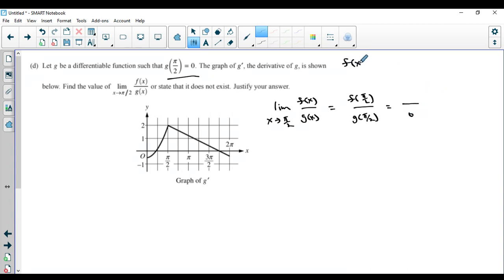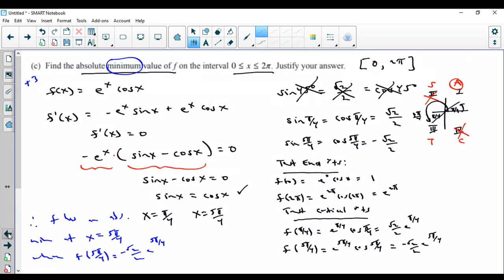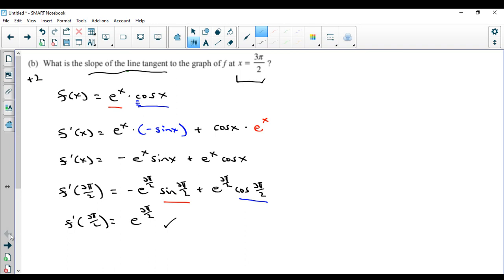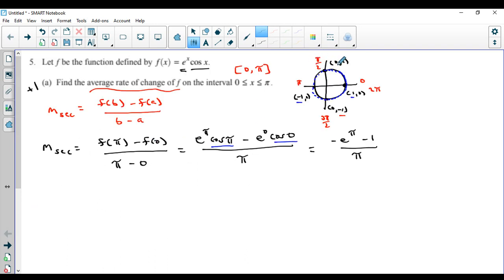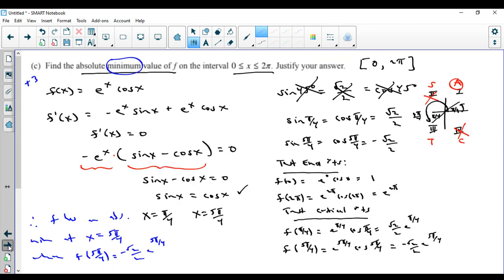F of pi over 2, well, let's see. F of x was e to the x cosine x, right? So f of pi over 2 is e to the pi over 2 cosine of pi over 2. Well, what is the cosine of pi over 2? Again, going back to the unit circle, pi over 2, cosine is the x value. That's just 0. So I end up getting 0 for that.